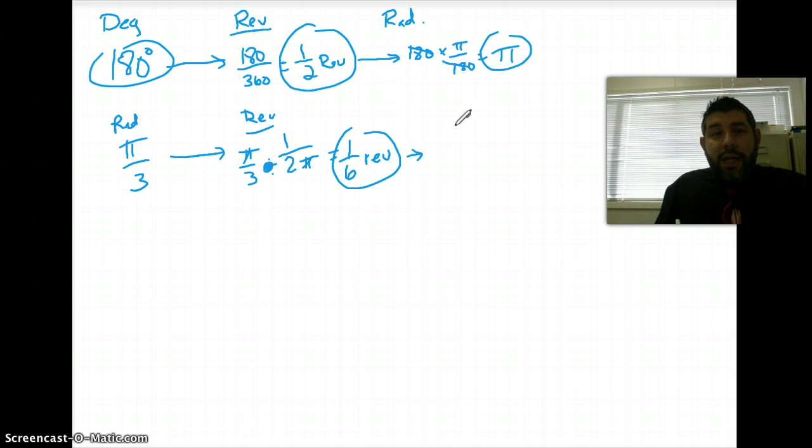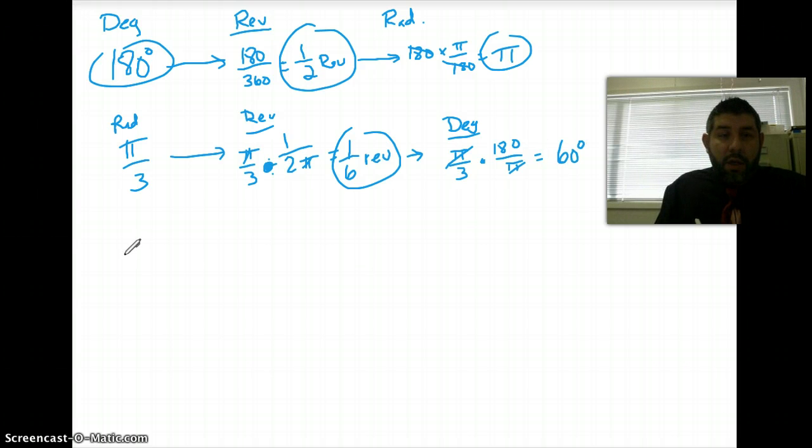If I want to convert that to degrees, then I can take pi over 3 and multiply by 180 over pi. We really want the pi to cancel out when we're going that way. All right, we get 60 degrees.